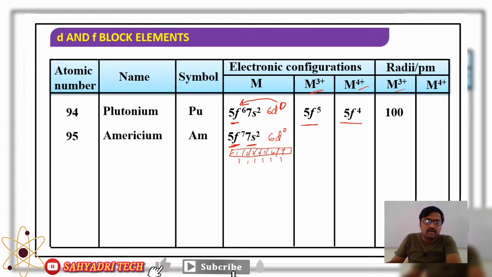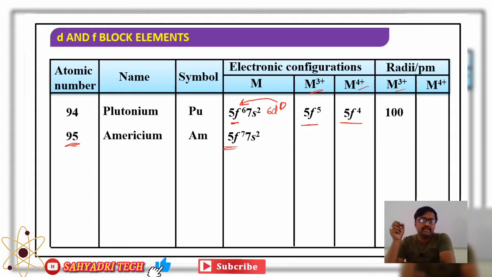So what about all 7 electrons? All 7 electrons are unpaired electrons. So if I consider atomic number 95, americium, how many unpaired electrons are present? 7 unpaired electrons. 5f7 means all 7 electrons are unpaired. So please remember this: americium 5f7 6d0 7s2, all 7 electrons are unpaired electrons.